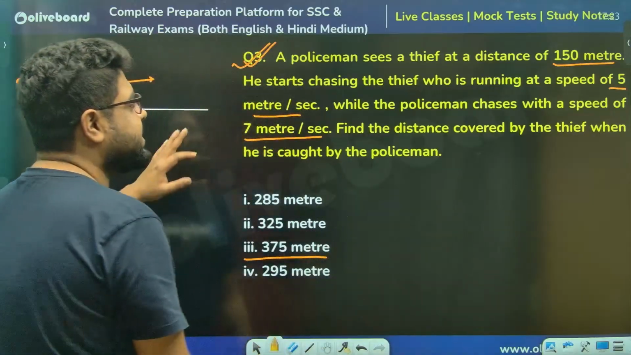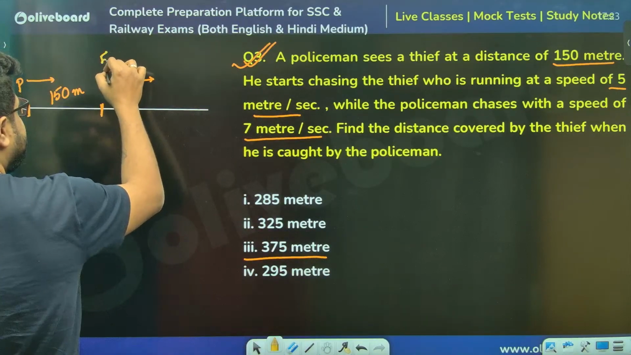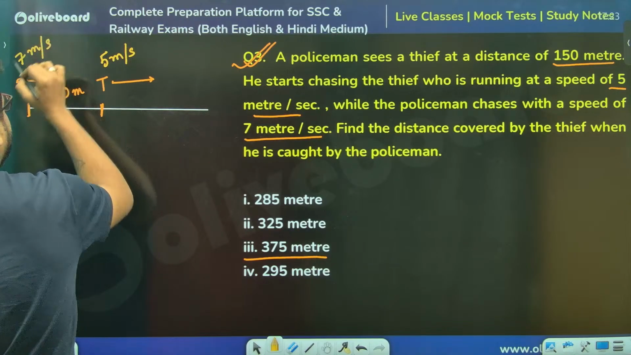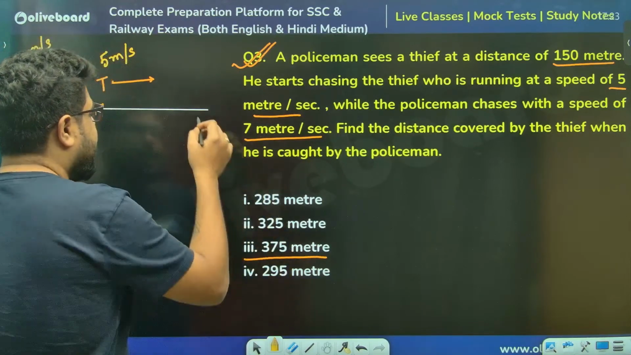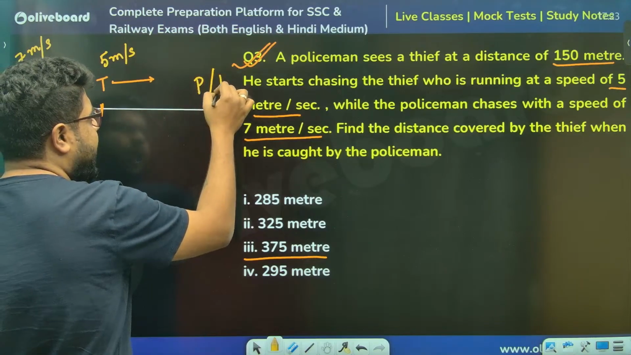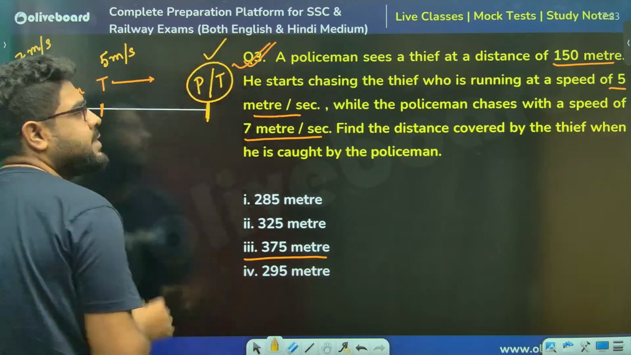Now, what will happen, sir? Now, the chase: this person is having a speed of 5 meter per second, and the other 7 meter per second. And I don't know, let's say here, the police has been able to catch the thief. ये police ने पकड़ लिया, sir.